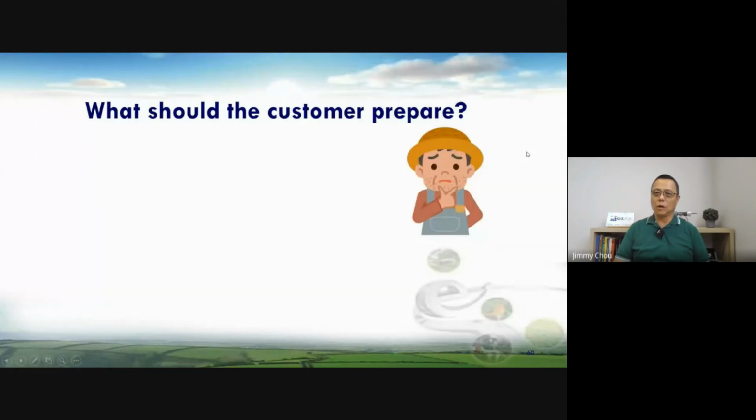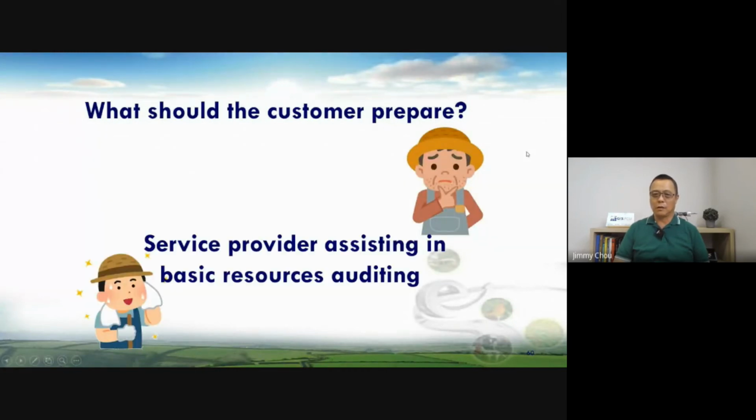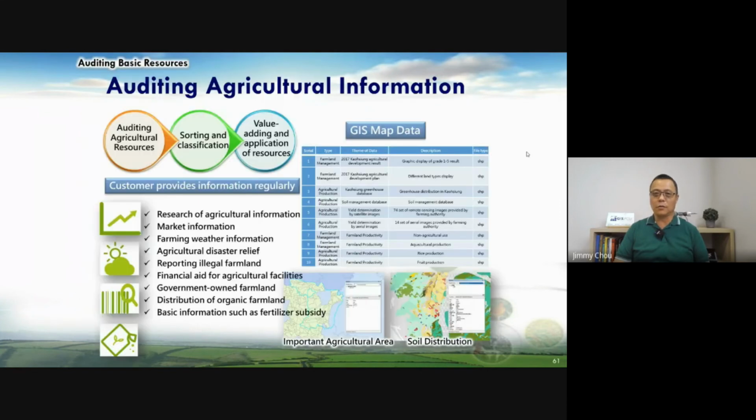So what a customer can prepare. Self-provider system in the basic resources. So auditing agricultural information is one of the very, very important things. Nowadays, there are lots of innovation companies in Taiwan.